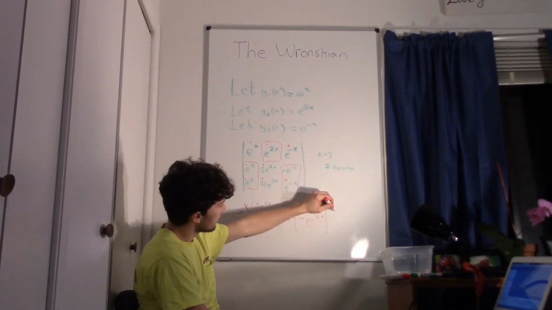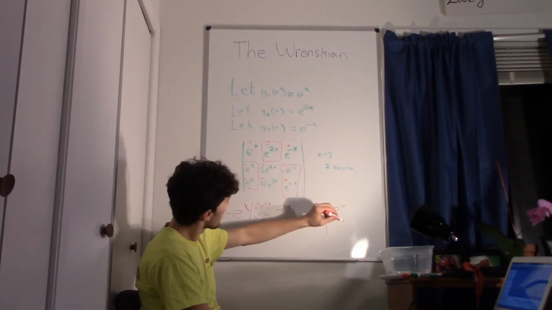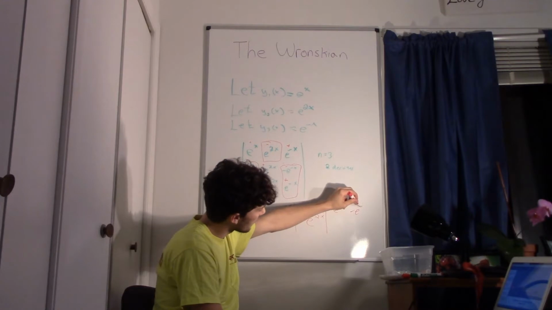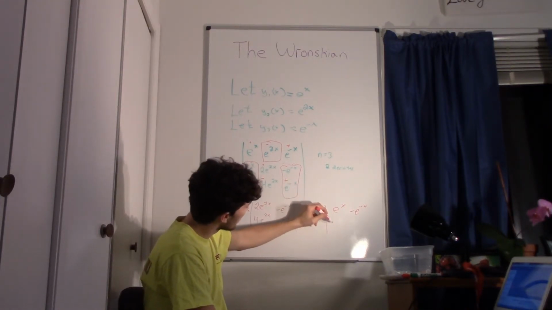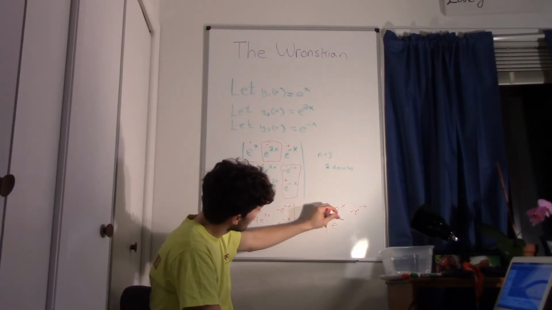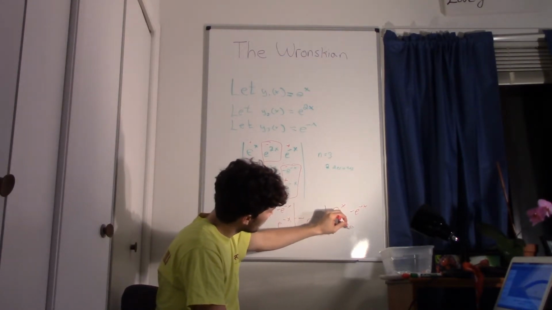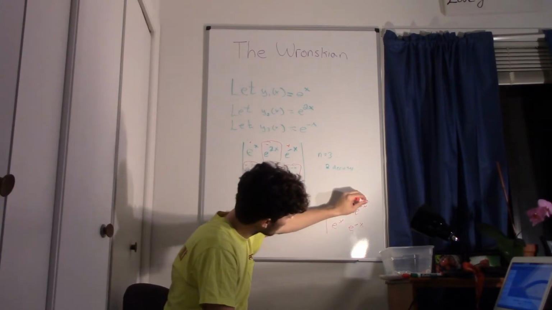So we have e to the x, negative e to the negative x. We have e to the x, and once again we have, or a little different, e to the x, e to the negative x. So that's our second part.